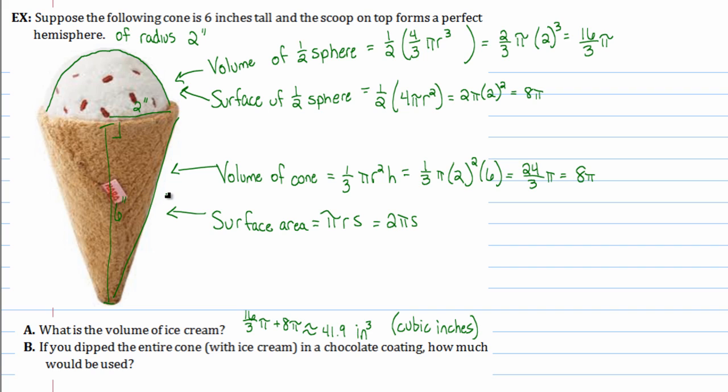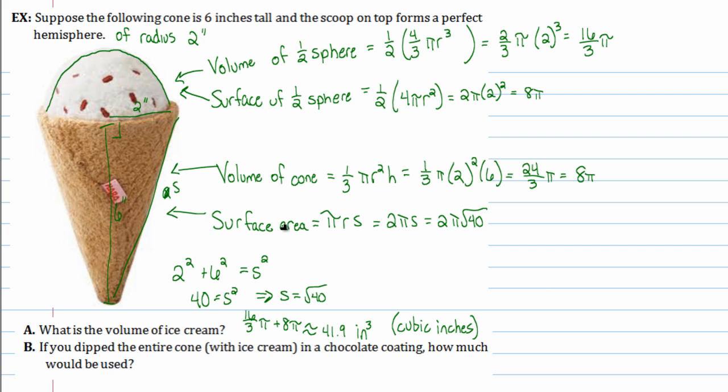This length, which I'll call s, I could find because 2 squared plus 6 squared should equal s squared. Or in other words, 4 plus 36, which is 40, should equal s squared. So in other words, s should equal the square root of 40. I'm not worried about reducing that for anybody who knows how to. I'm just going to do it this way because I haven't talked about radicals yet. So it's 2 pi times the square root of 40 is the surface area of the cone.